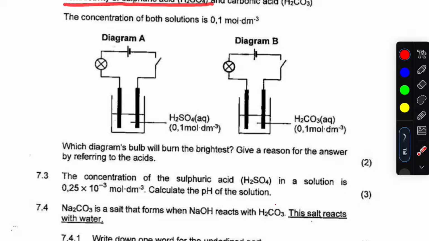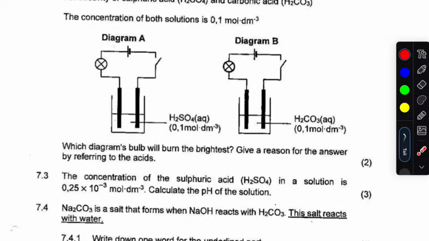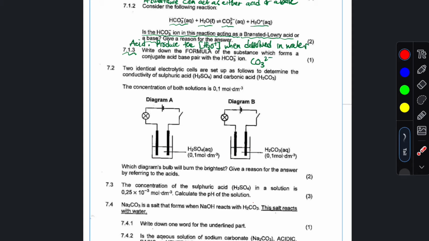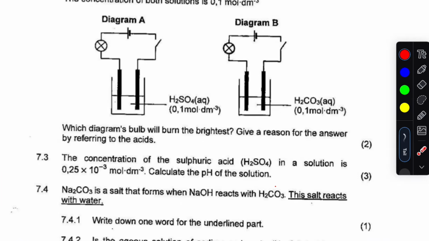7.2, it says two identical electrolytic cells are set up as follows to determine the conductivity of sulfuric acid and carbonic acid. So this conductivity that is to be determined here is the electrical conductivity. Do you see the electrolytic cells? Now it says the concentration of both solutions is 0.1. So they have the same concentration and they're different acids there. But one thing that you need to understand, which is very important, is the strength of the acids. The strength of the acid in terms of conductivity is very important.